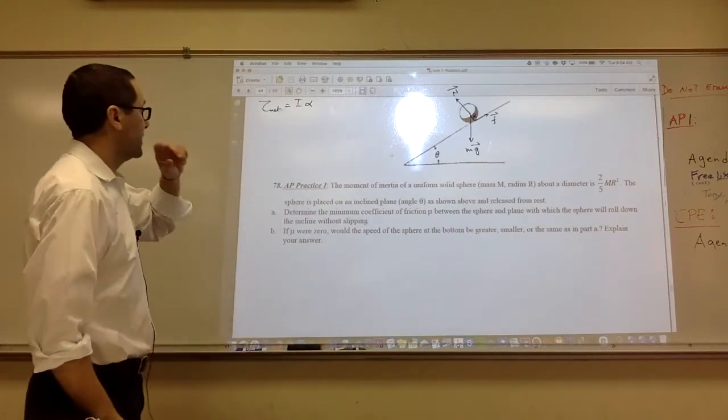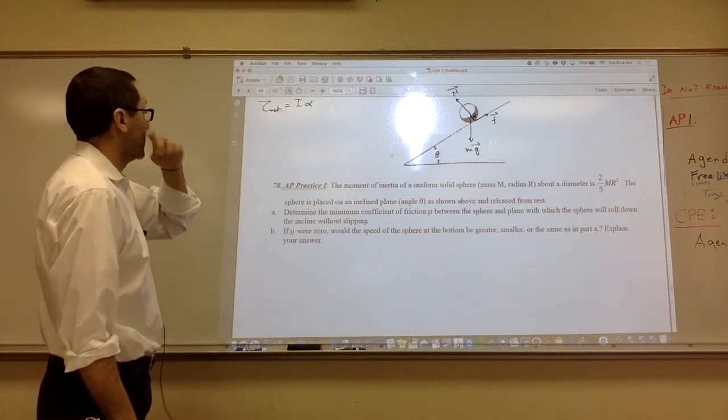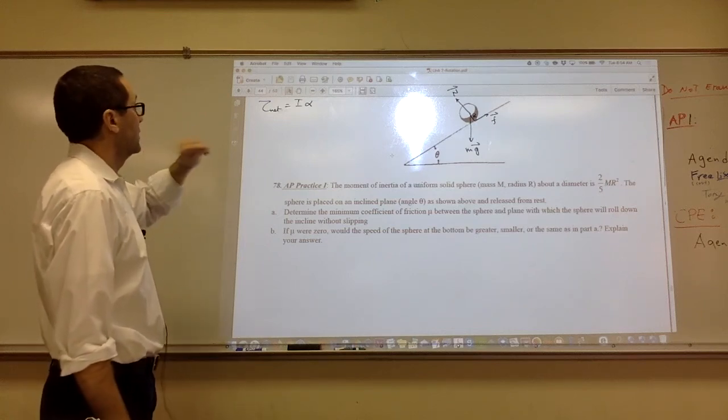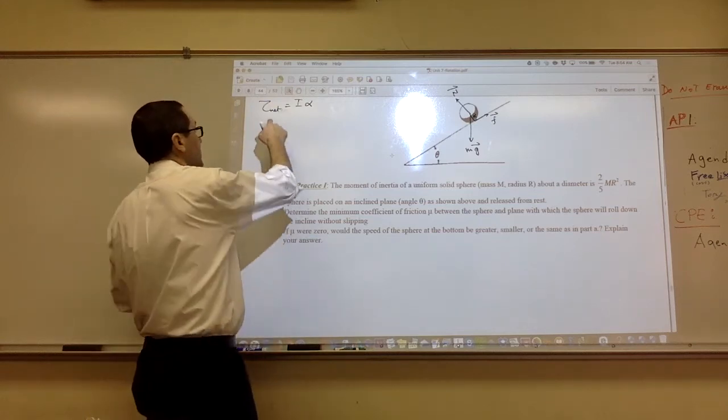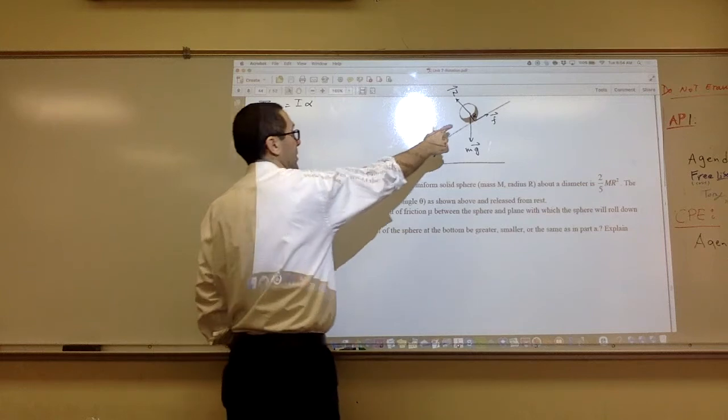Okay, for 78. Since it's asking for the coefficient of friction, we're going to have to use rotational dynamics. So we're going to write net torque equals I alpha. That's the free body diagram right there.